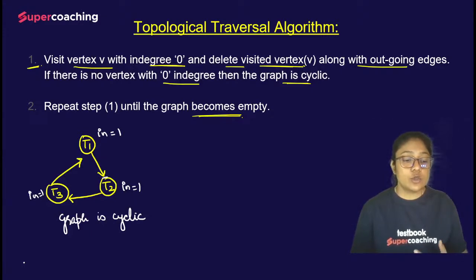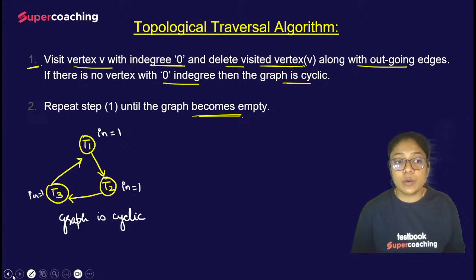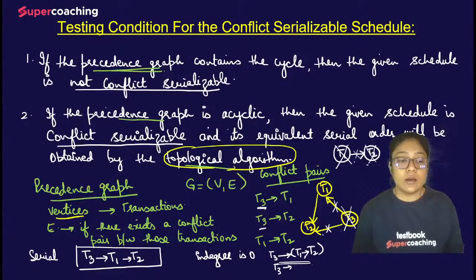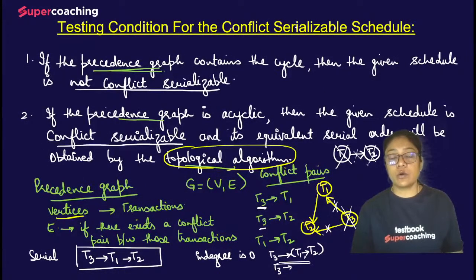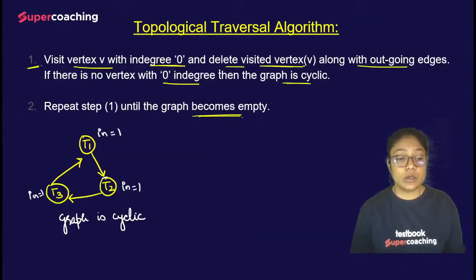Is this clear? Please give me the confirmation if the testing condition and the topological traversal algorithm is clear to everyone. Testing condition for conflict serializable schedule and topological traversal algorithm. A question was asked directly, straightforward, on the basis of the topological traversal algorithm. You were given the graph and they asked you to return the number of serial orders.